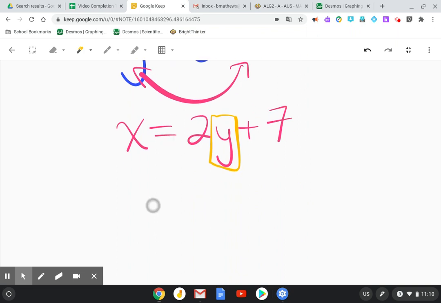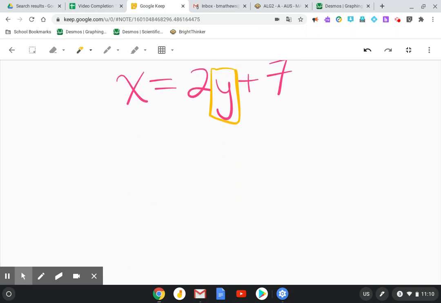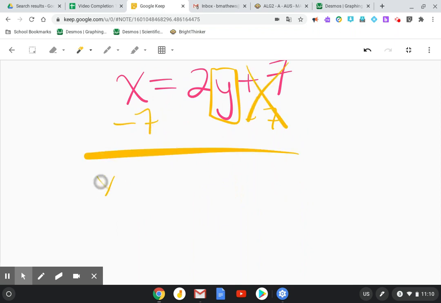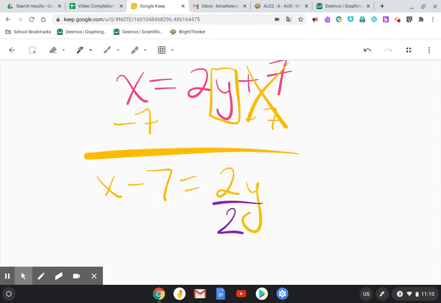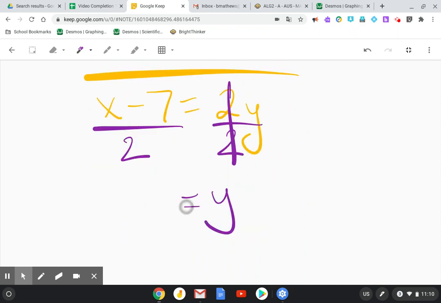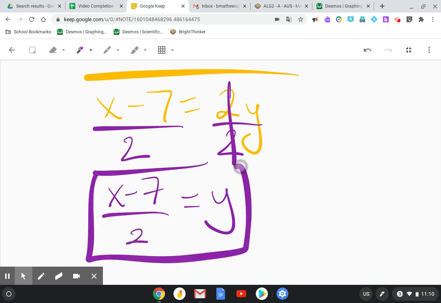We are going to start by doing basic algebra, so this should be nothing new to you. We're going to subtract 7 from both sides. That cancels that out, leaving me with x minus 7 equals 2y. Then we're going to divide by 2 to get rid of this 2, leaving me with y equals x minus 7 over 2. And that would be the inverse of the function we had earlier.